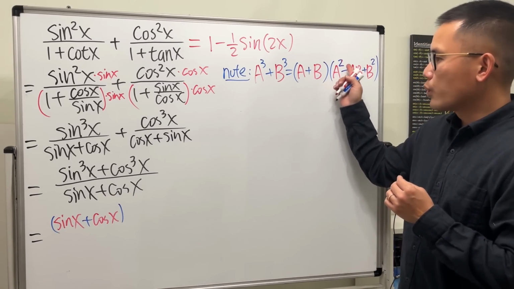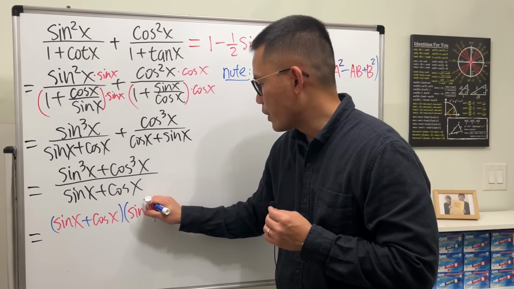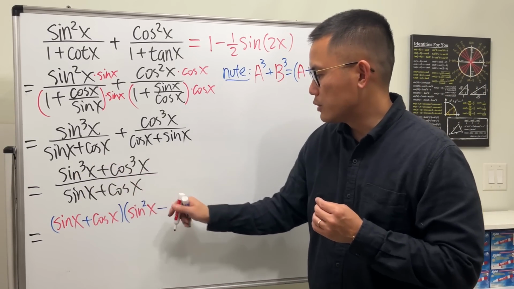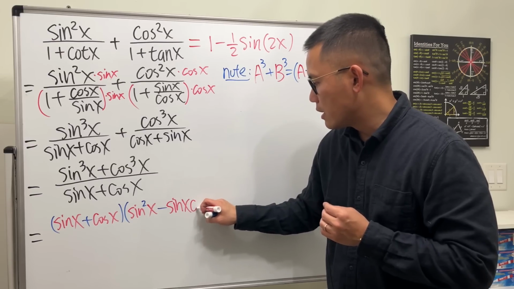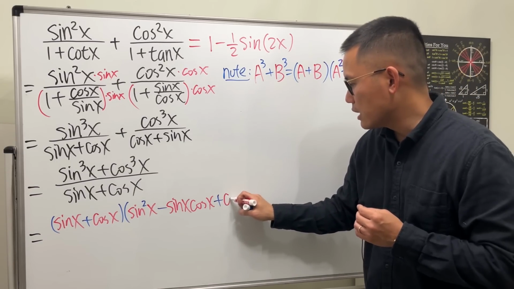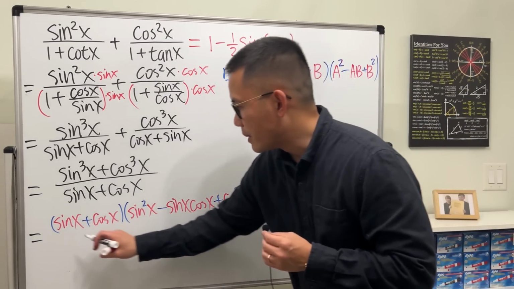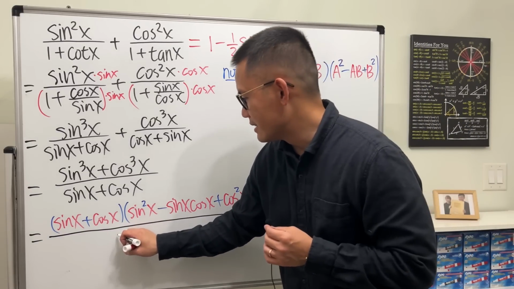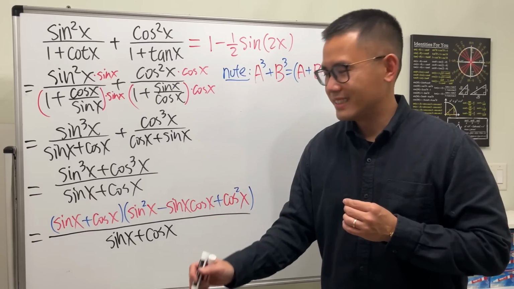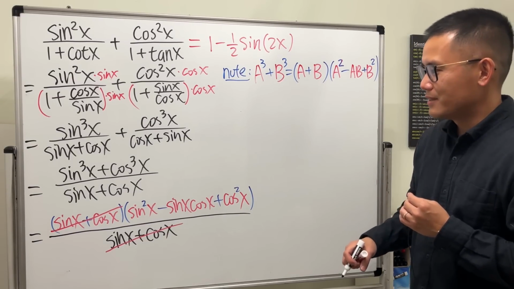And then the next one is a squared, which is just sine squared. I'm just going to write it down here. Sine squared, like this, minus a times b, which is just sine x times cosine x. And then lastly, plus cosine squared, because that's b squared. So cosine squared x, like this. And then on the bottom, something is nice, huh? Sine x plus cosine x. This and that cancel out completely, which is quite nice, right?